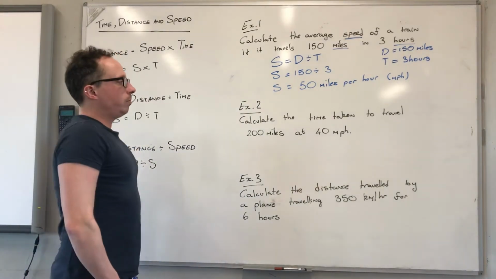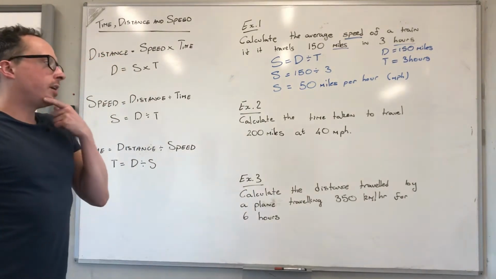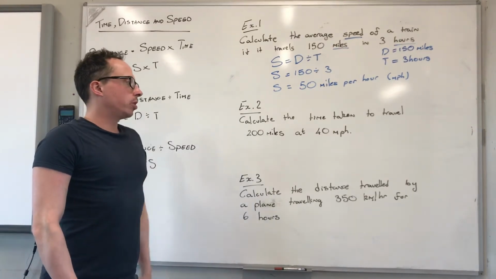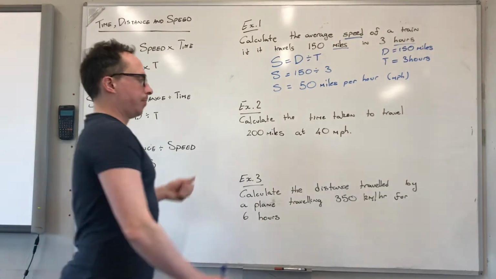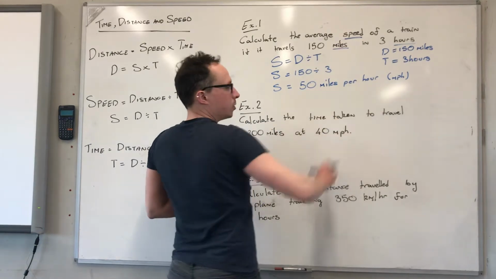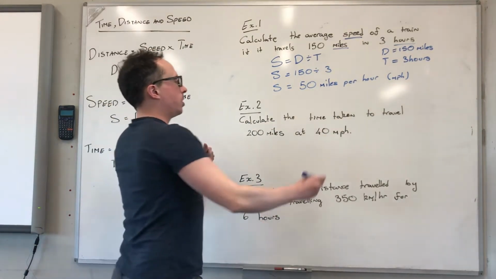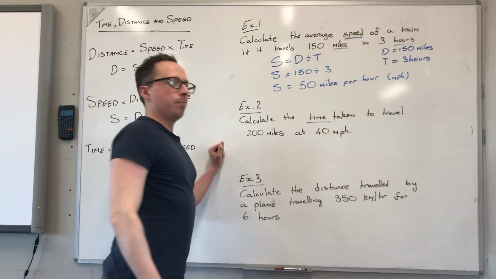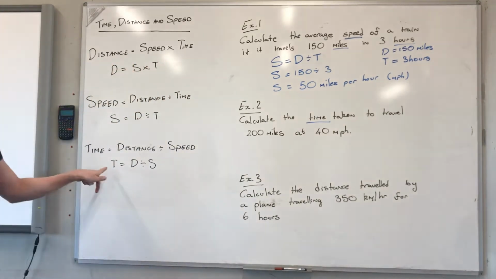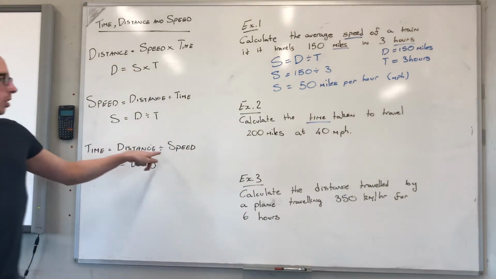So let's look at the next one. Calculate the time taken to travel 200 miles at 40 miles per hour, which is what mph stands for, which is what we just learned. So the first thing we look at is we're calculating the time. So we look at our formulas. Time equals distance divided by speed.